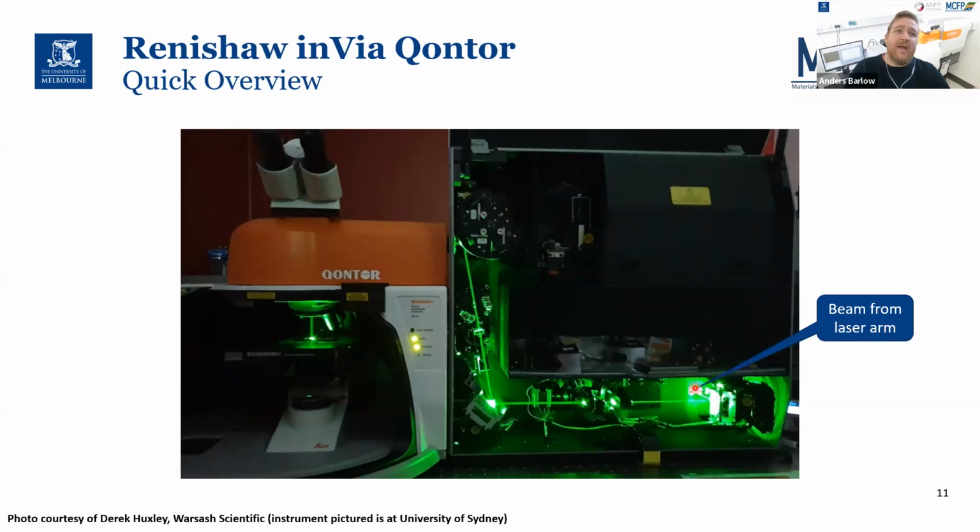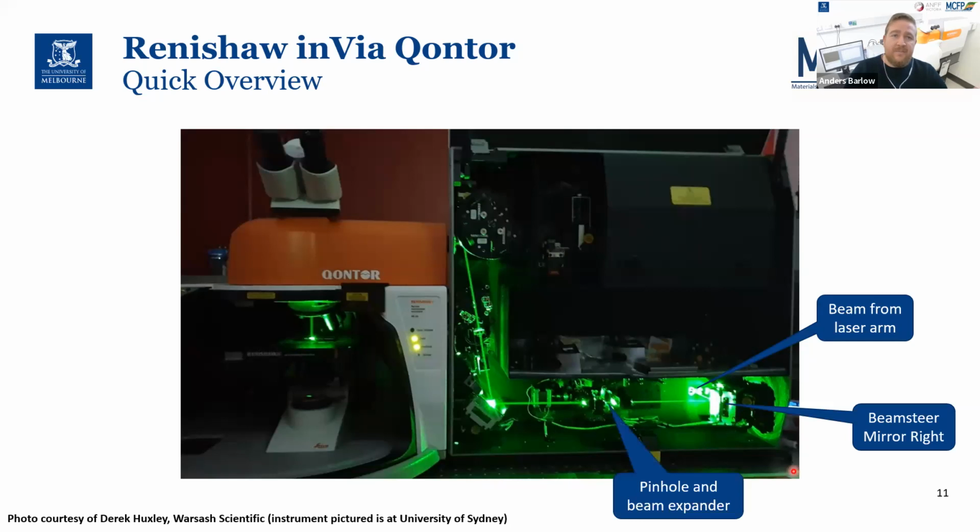And basically we have from the back of the instrument, the lasers coming in from the laser arm, and this is the 532 green laser. It then hits beam steer mirror right, which directs the laser in towards the pinhole and the beam expander, and then onto beam steer mirror left. And for users of the instrument, this is the mirror that you are changing when you are aligning the laser spot to the center of the crosshair.